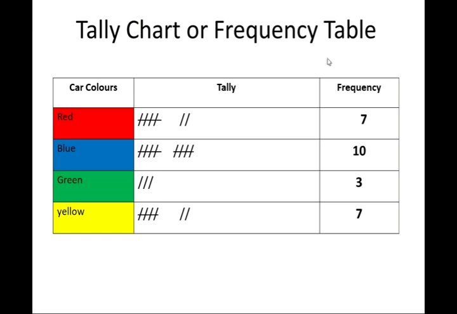Just remember, when you look at the frequency, your frequency will give you an idea of what your scale should be. Because we are dealing with smaller numbers, your scale can be a counting pattern in either ones or twos. You do not need a scale of counting in fives or tens because we are dealing with smaller numbers and the highest frequency is only 10. Right, so remember these numbers: 7 red cars, 10 blue cars, 3 green cars, and 7 yellow cars. Your highest frequency is 10.